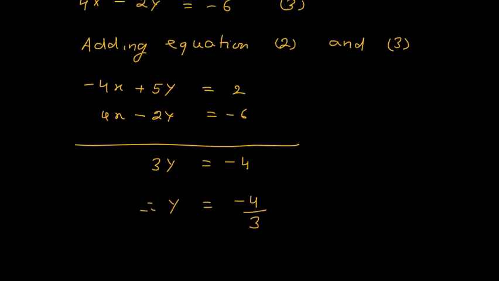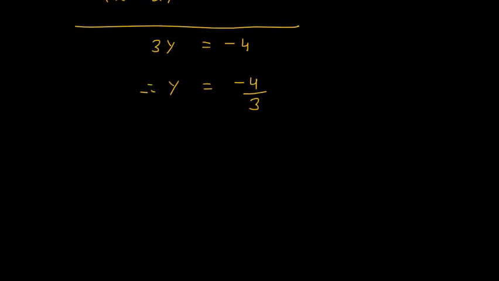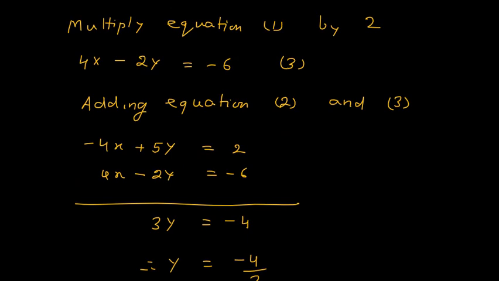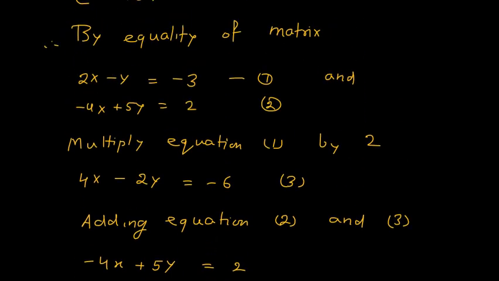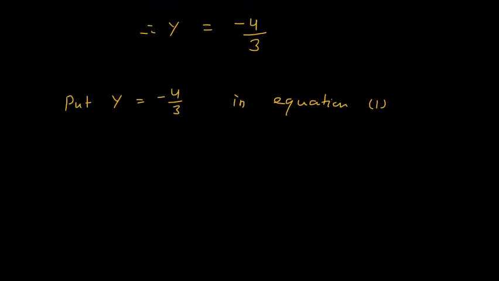So everything is perfect. Okay, so we will put this value of y in equation 1. So put y equal to minus 4 by 3 in equation 1. Let us put in equation 1. What is equation 1? It is 2x minus y is minus 3. So therefore 2x is equals to y plus 3.